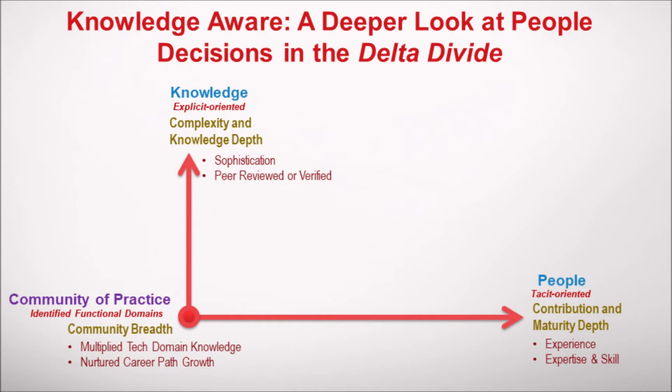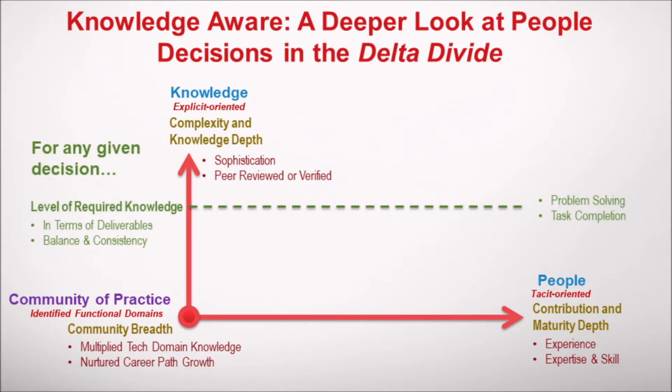Since we don't just consider the knowledge we have today, but the knowledge that we will need in the future, we also desire for our communities to nurture career paths, driving depth into our people along the lines of functional disciplines. Now, for every given decision, a certain level of knowledge is required to have enough sound judgment for decision making. What we want to strive for is our decisions to be made in terms of deliverable outcomes and in a balanced or consistent way, irrespective of an assigned individual's contribution or maturity depth.